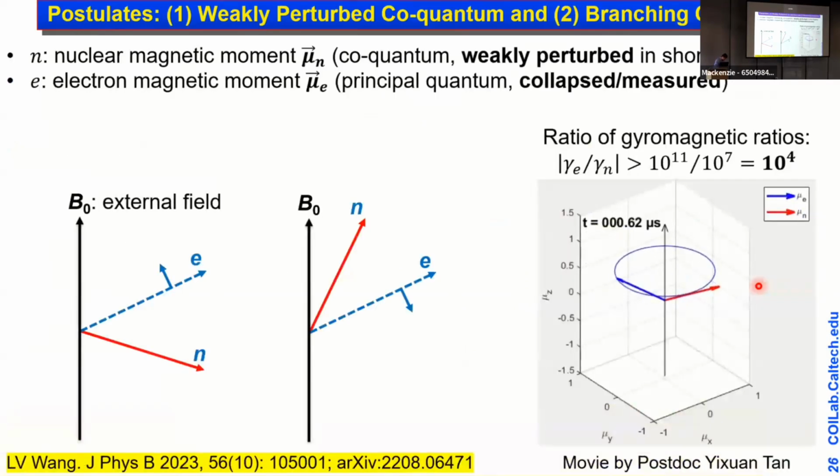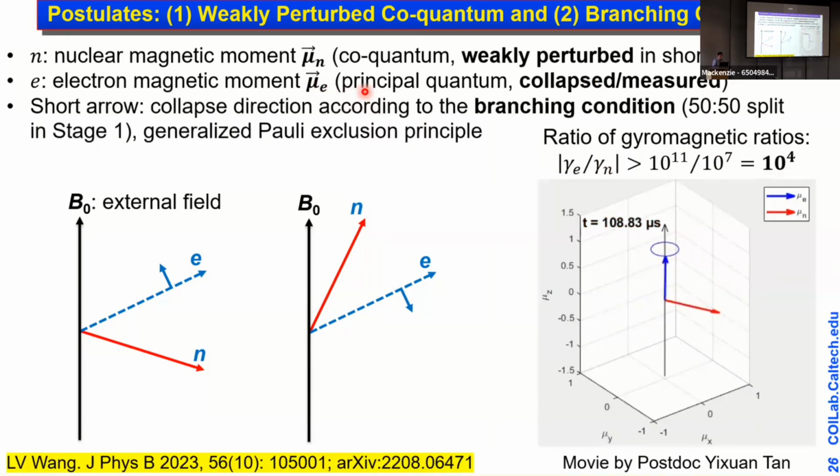All right, so while we're looking for a better Hamiltonian, we started building an alternative theory with a postulate that the nuclear spin is very weakly perturbed, because you can see here the geometric ratios, there are 4 orders of magnitude difference between the electrons and the nucleus. And we focus on the magnetic moment of the electron, which is the principal quantum of interest. So that's a strong measurement. We generalize the Pauli exclusion principle such that the nuclear magnetic moment determines the collapse direction of the electron moment.